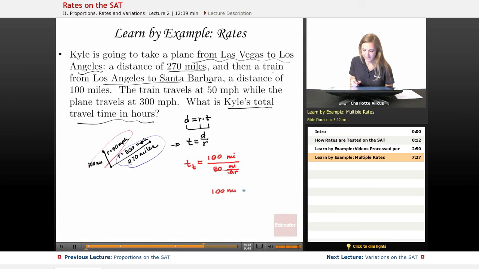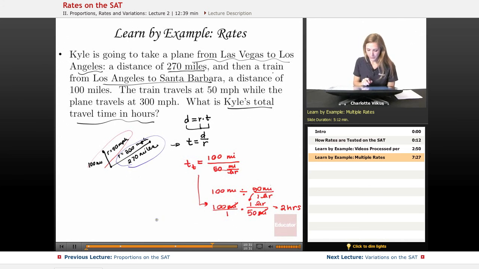So 100 miles divided by 50 miles per 1 hour, which means that I'm going to do 100 miles. I can put it over 1 if I want to, which we sometimes do when we're doing fraction multiplication, times the inverse of this fraction. So 50 miles over 1 hour, and I can see that my miles are going to cancel out, and 100 divided by 50 is going to give me 2 hours. So we don't necessarily need to write this whole thing out every single time, but it's just good to make sure that our units cancel and to see what's actually going on.